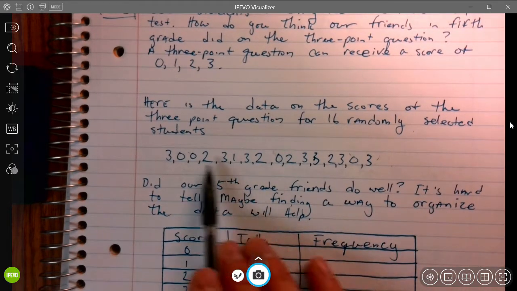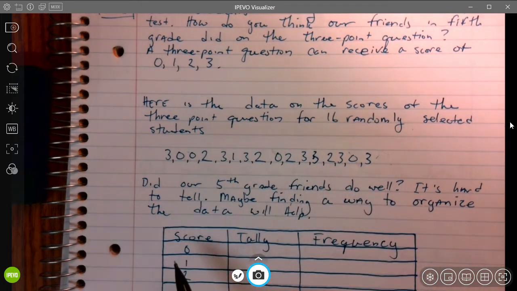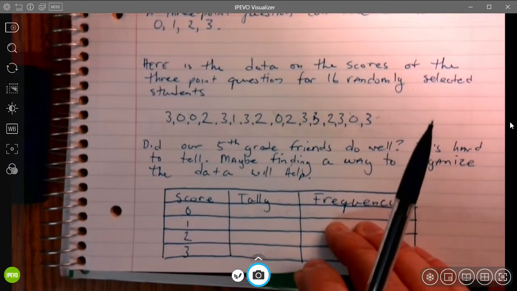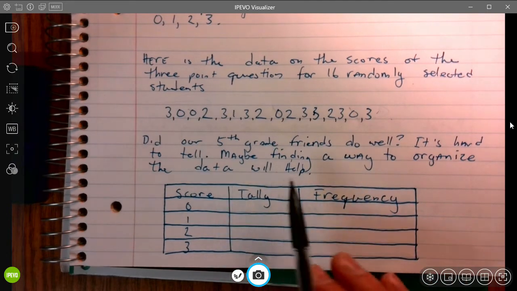It's kind of hard to tell when we're looking at data like this, right? If somebody asks me how the 5th grade students did, I say, well, I see a lot of 3s, but I also see a lot of 0s, and I see a couple 1s mixed in and a couple 2s. So it's really hard for my eyes to tell and my brain to figure out how well they actually did. Okay? So it's hard to tell, but maybe finding a way to organize the data will help.